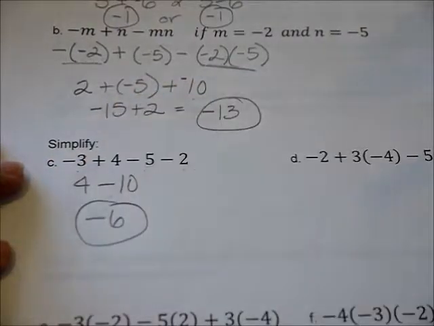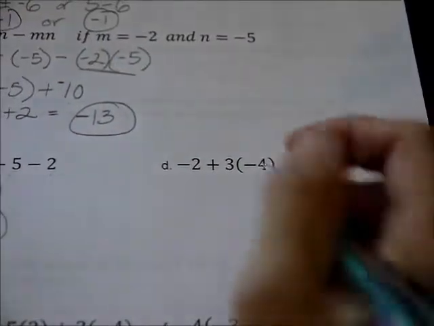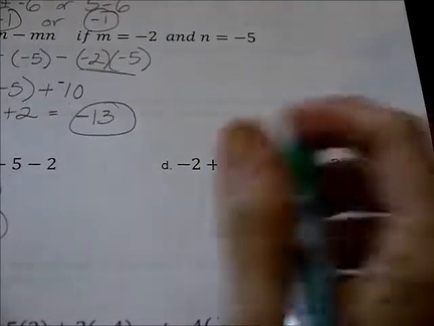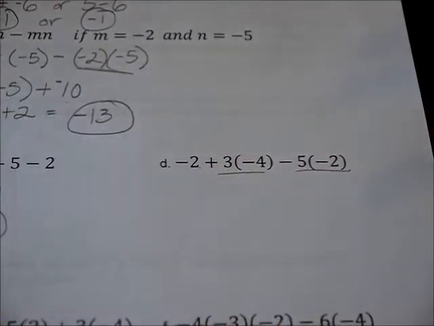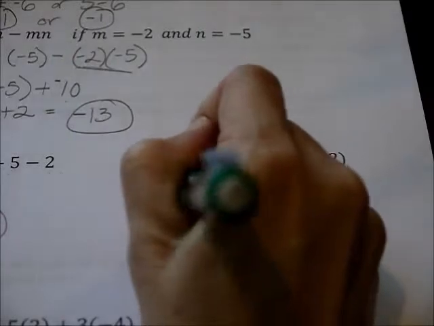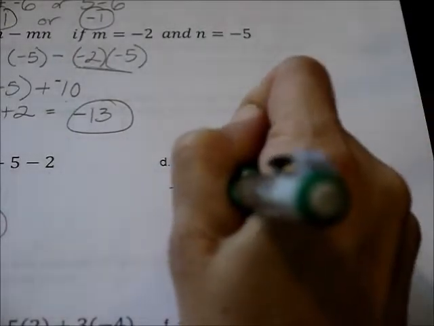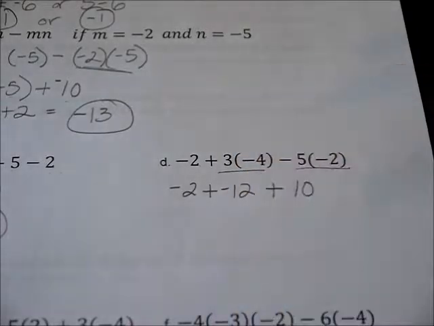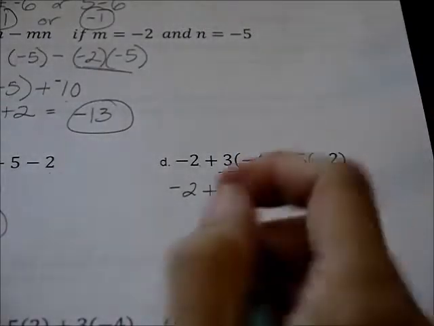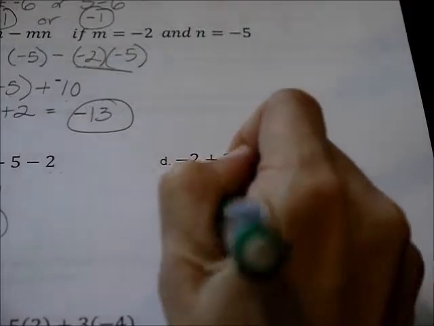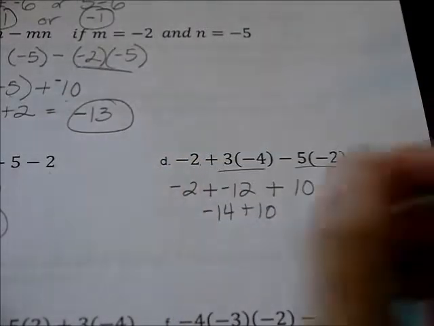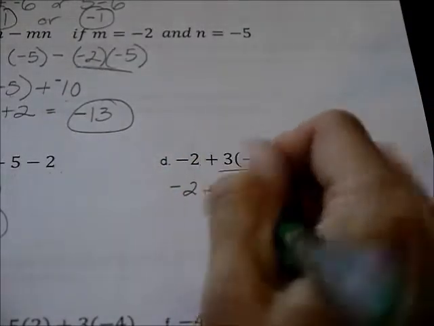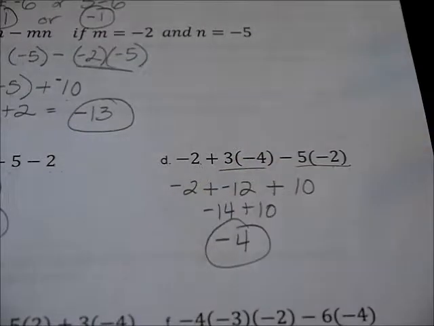And there we go. All right, the next one, I see a multiplication problem here and here, and then we're going to find the sum of those three things. So we have -2, you can say plus -12 plus 10, okay? And now those two are negative, so they make a -14. And then 14 wins the sign game, and so there we go, -4.